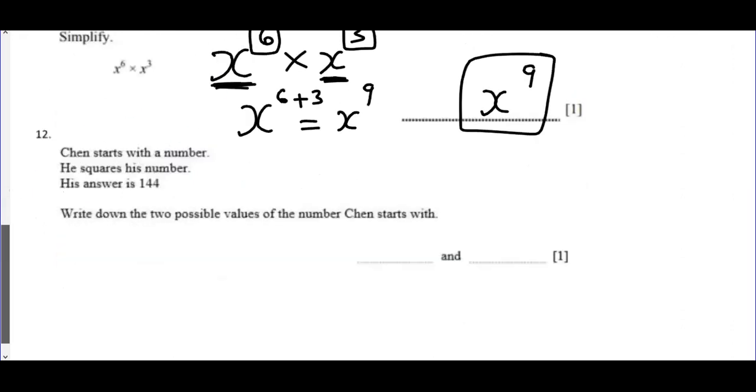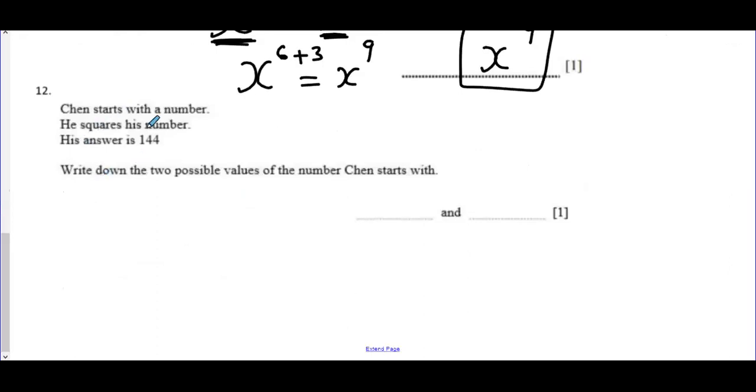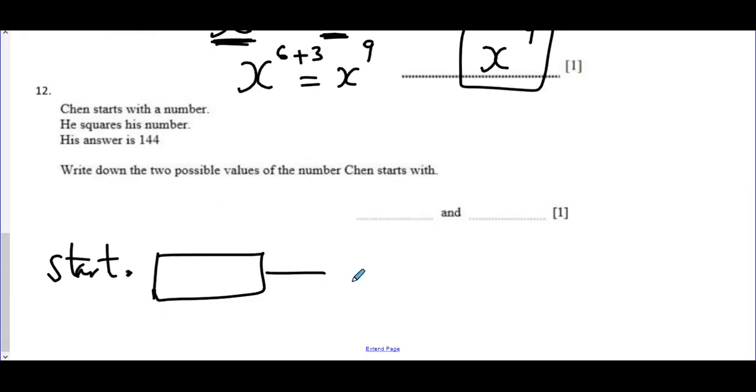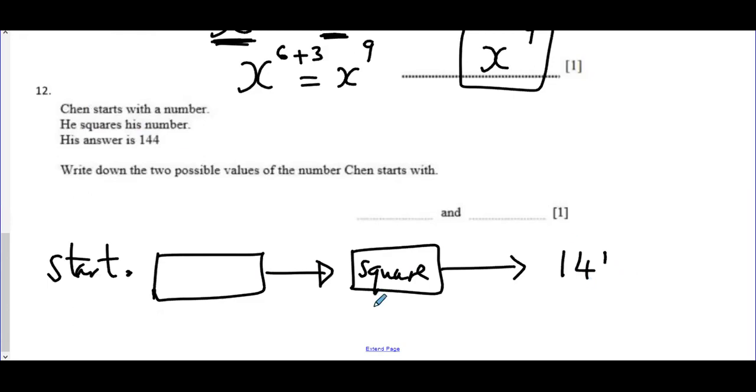The next part is this question here. Chen starts with a number, which we don't know. So the start is a number. What number is this? We don't know. Now he squares his number. This number has to be squared. After squaring this number, the answer should be 144. Now the question is, can you write down the two possible values of the number that Chen starts with?